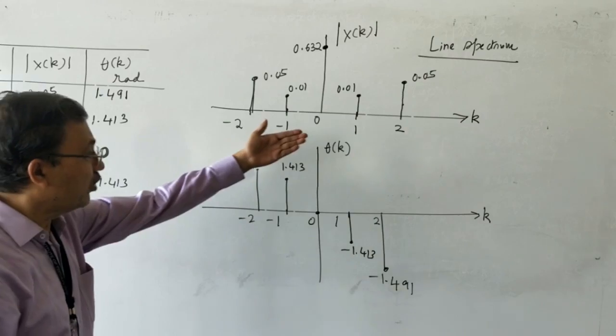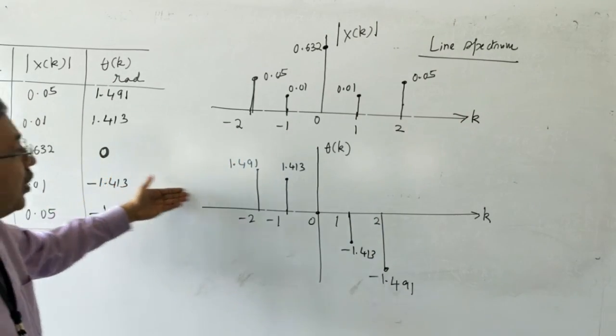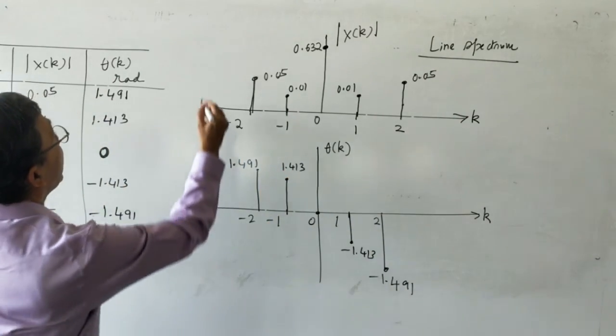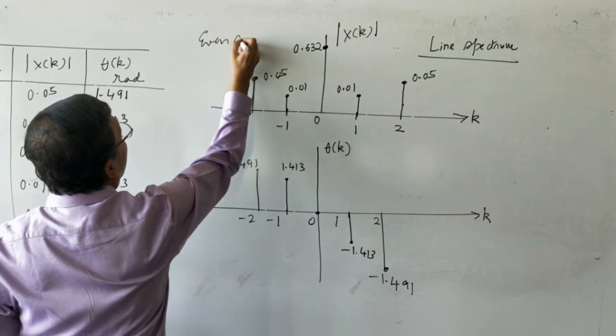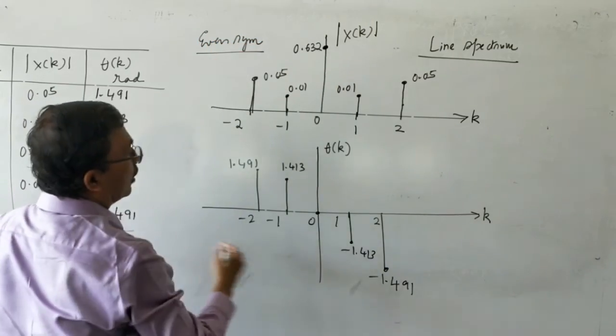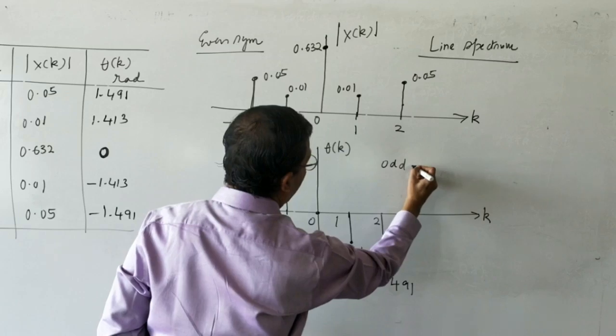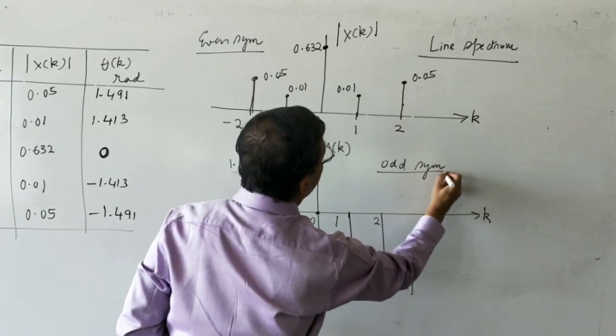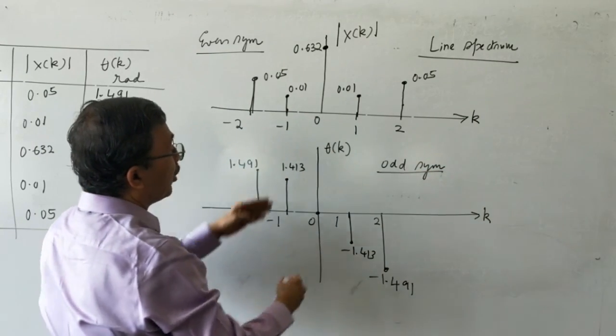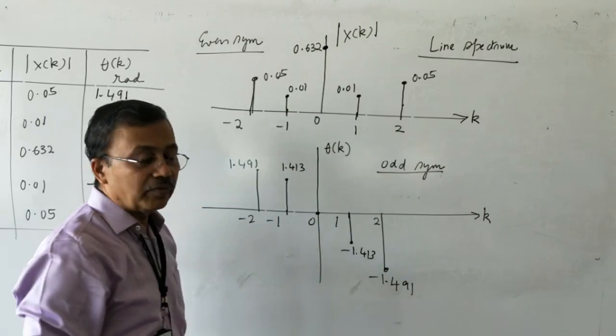Actually, you can plot the spectrum right from k equal to minus infinity to plus infinity. This spectrum exhibits, I repeat, even symmetry. This spectrum exhibits odd symmetry. And even here we have got lines. Therefore, this is also called line spectrum. With this we stop.